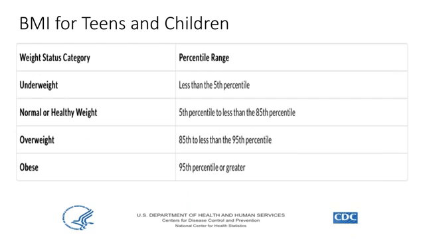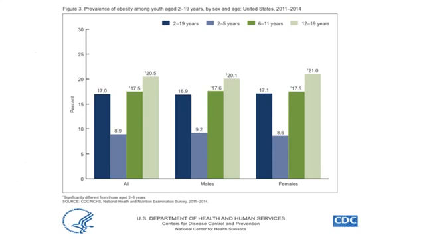So when we talk about obesity in children, we use a child's weight in an age and sex-specific percentile for BMI, rather than the BMI categories that we typically use for adults. And this is really because children's body composition varies as they age, and it also varies between girls and boys. So when we talk about obesity in teens and children, we say that someone is overweight if they have a BMI percentile between the 85th and the 95th percentile, and they are obese if they have a BMI percentile that is greater than the 95th percentile.